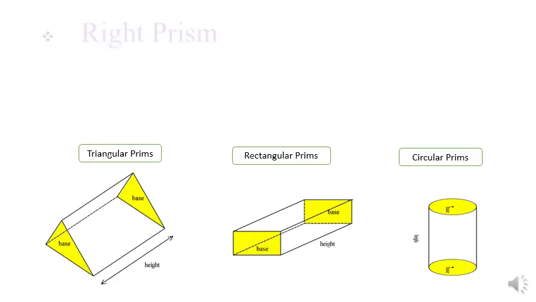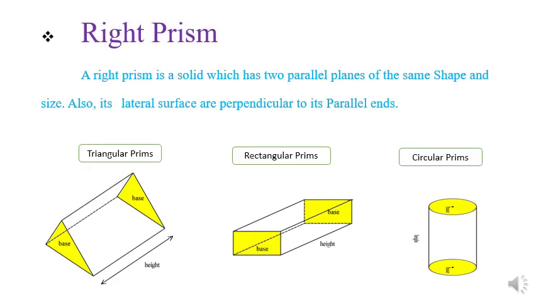To our lesson. So the first one, here I talk about right prism, class. What is a right prism? Here is the definition of a right prism. A right prism is a solid which has two parallel planes of the same shape and size. Also its lateral surfaces are perpendicular to its parallel ends.